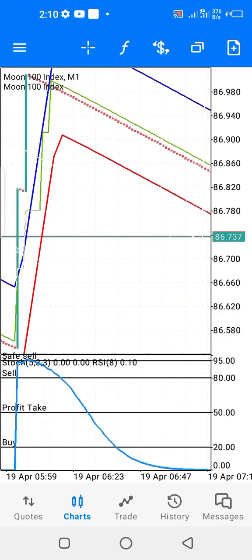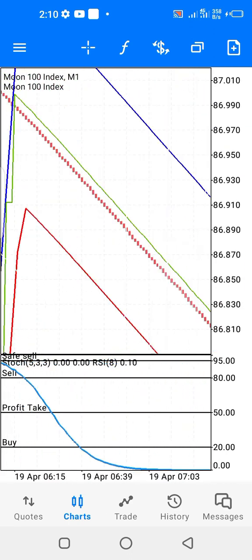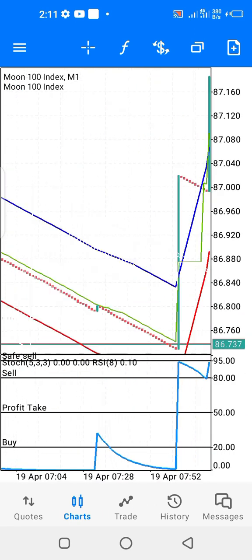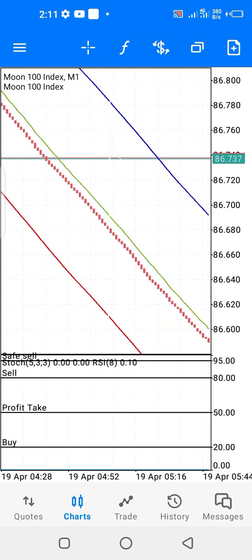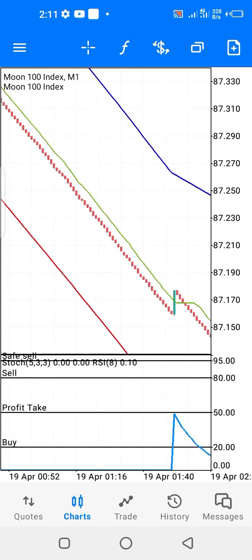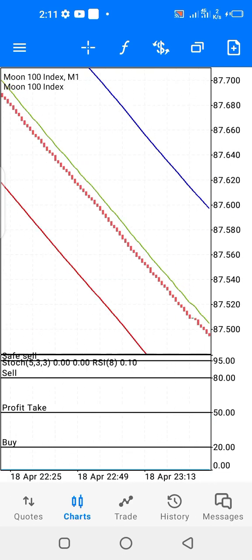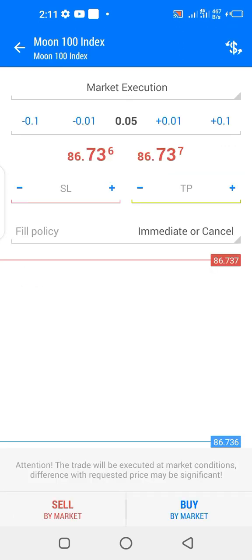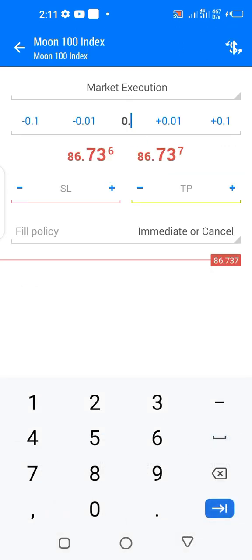So let me explain this strategy. I hope you all know that when you're in Moon, you sell, right? Moon always has a downtrend after a long spike has occurred. Let's just take for example now I sell.